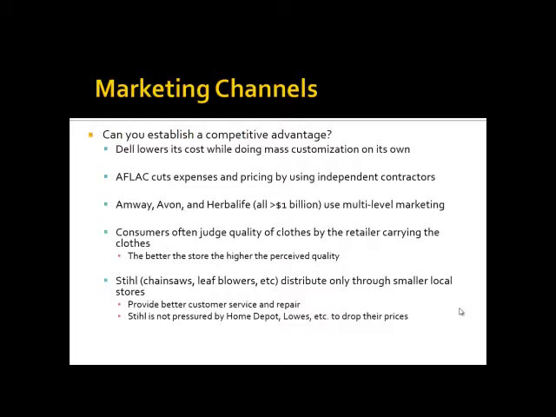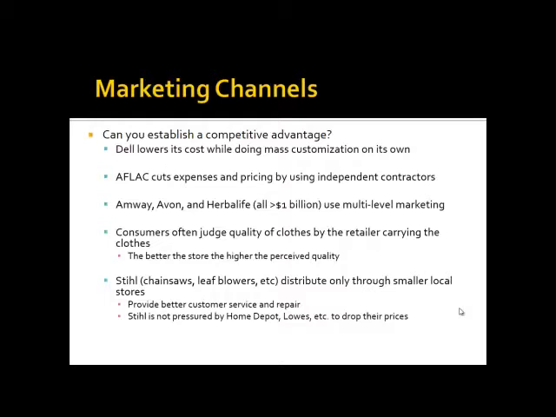Aflac, which sells disability insurance and other forms of insurance to businesses, offer it to their employees, but the employees actually pay for it. Aflac doesn't have its own sales force. It uses independent contractors. They don't have to provide benefits or a salary to salespeople who aren't selling a lot. But if you are an independent contractor for Aflac and you sell a lot, they pay you very well. So their money is used efficiently. It only goes to people who are producing for them.